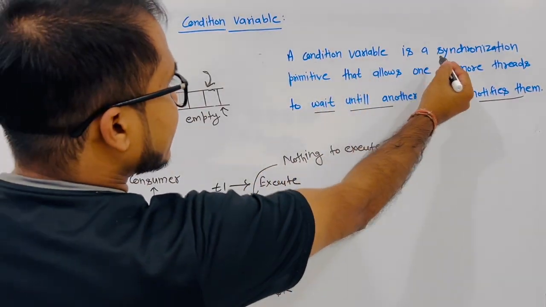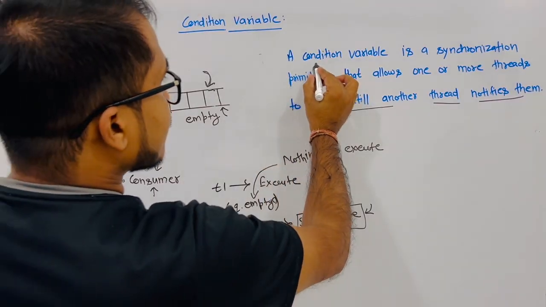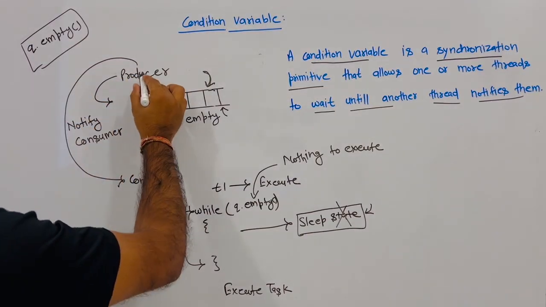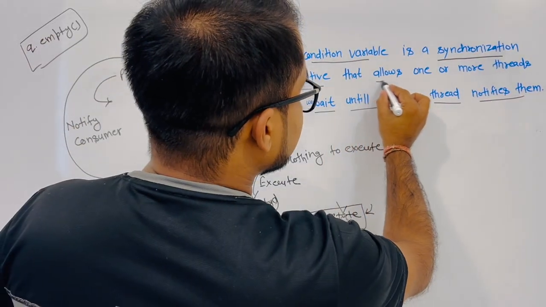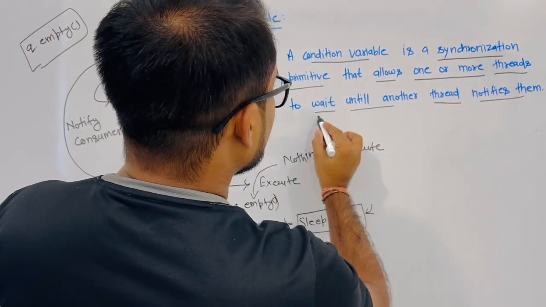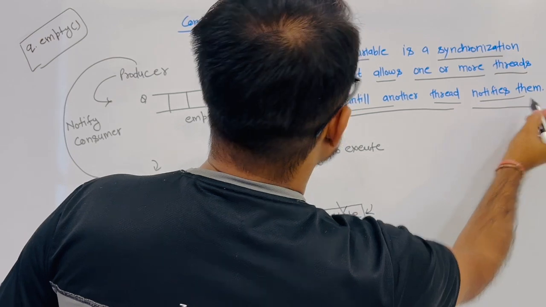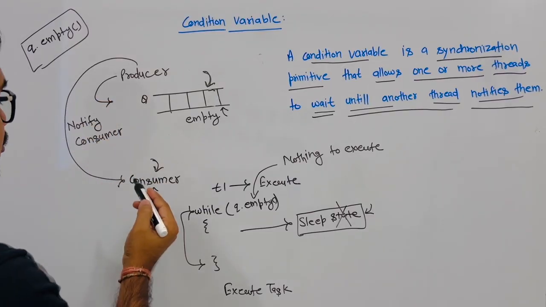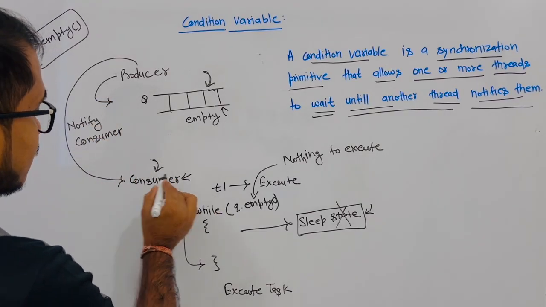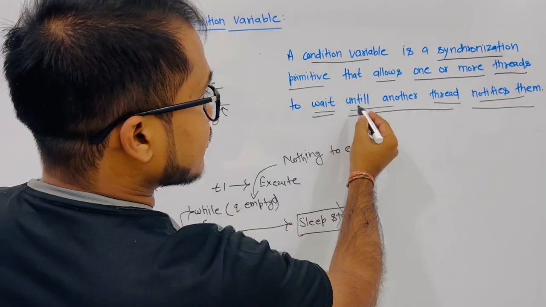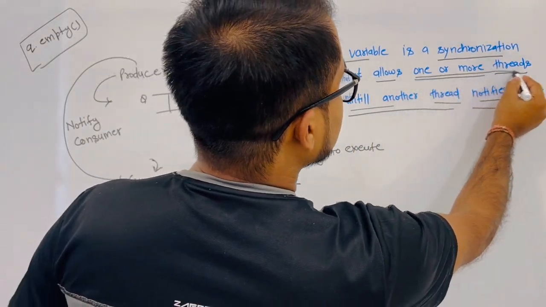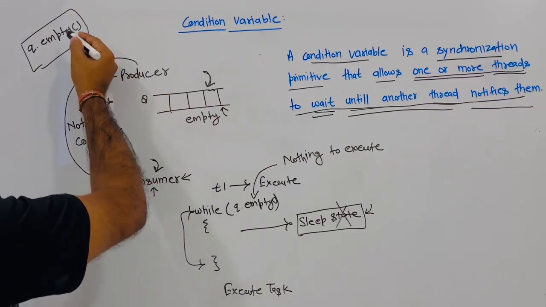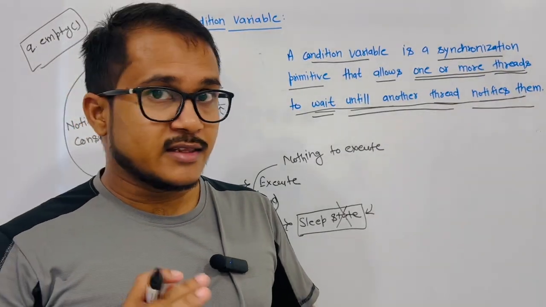Now we can relate this entire definition to this scenario, that is, a condition variable is a synchronization primitive. So it is doing some kind of synchronization between different threads, that allows one or more threads to wait until another thread notifies them. In this scenario, the consumer thread is waiting for the notification from the producer thread, and there can be multiple consumer threads inside my system. That's why we say one or more threads wait until another thread notifies them, and this notification comes based on a certain condition that we'll try to understand in the next lecture.